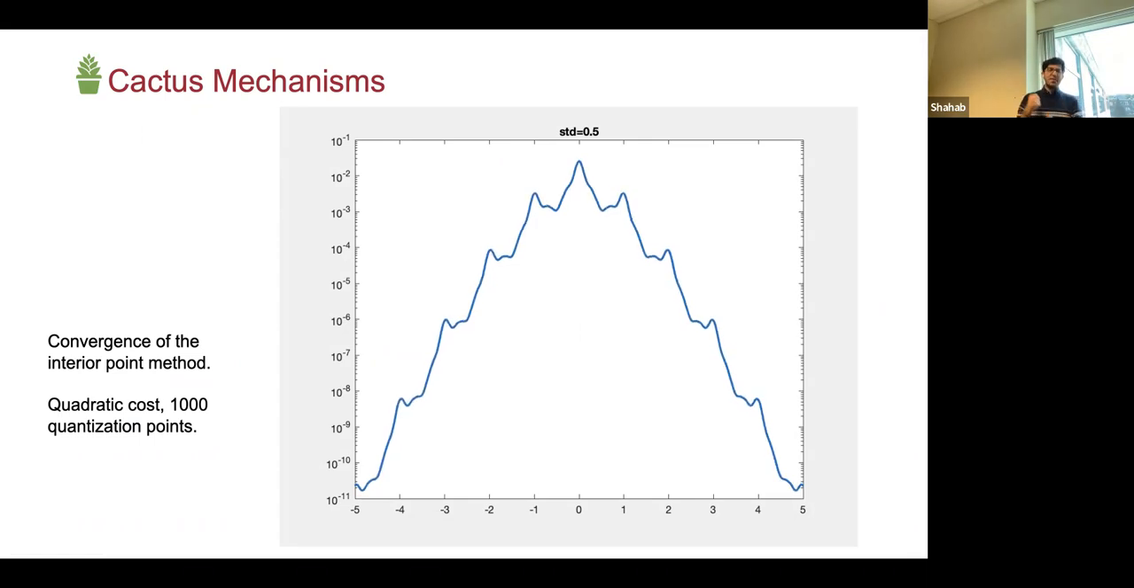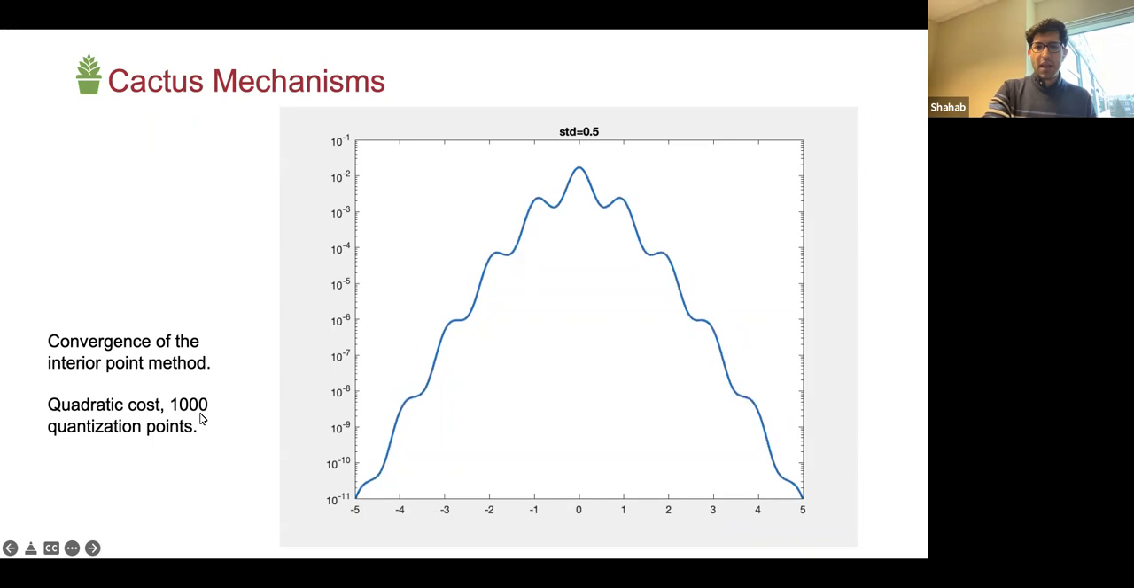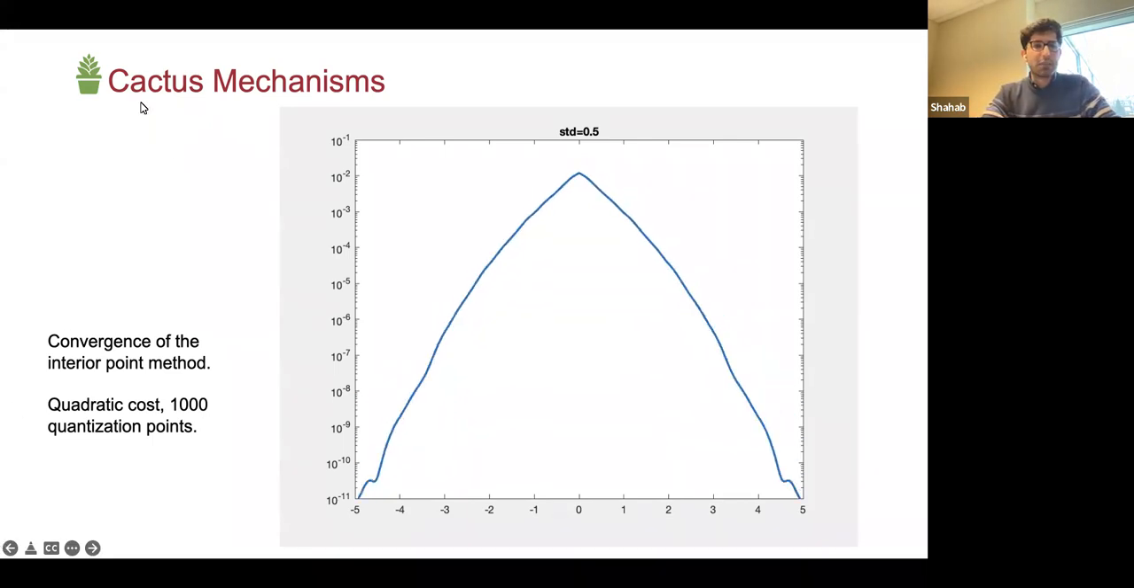So it converges very, very fast. Here we are using 1,000 quantization points. So that capital N that we had in the previous slide is going to be 1,000. As you can see, it looks kind of like a cactus. That's why we call this distribution the Cactus distribution. It is the distribution of the noise that you're adding to your input. So this is the noise distribution, which we call the Cactus distribution, and the corresponding additive mechanism, we call the Cactus mechanism.